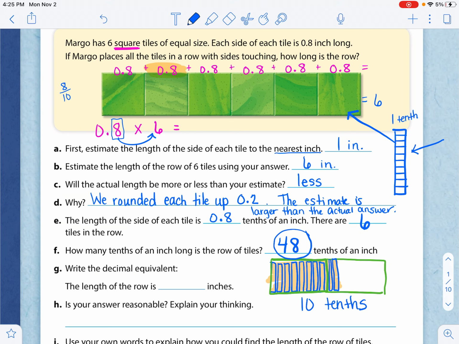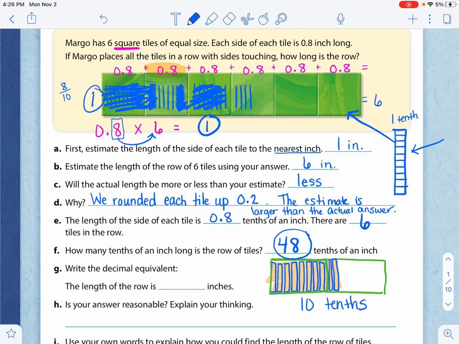Just think about this. 1, 2, 3, 4, 5, 6, 7, 8. And then 1, 2, 3, 4, 5, 6, 7, 8. Well, look, I'm going to take out 2 of these and put them with this guy. And that's 1 whole. Now I have 6 left. 1, 2, 3, 4, 5, 6, 7, 8, 9, 10. There's another whole.